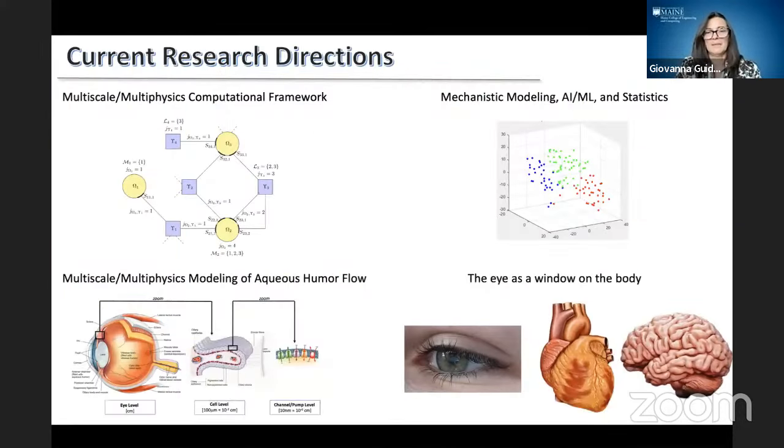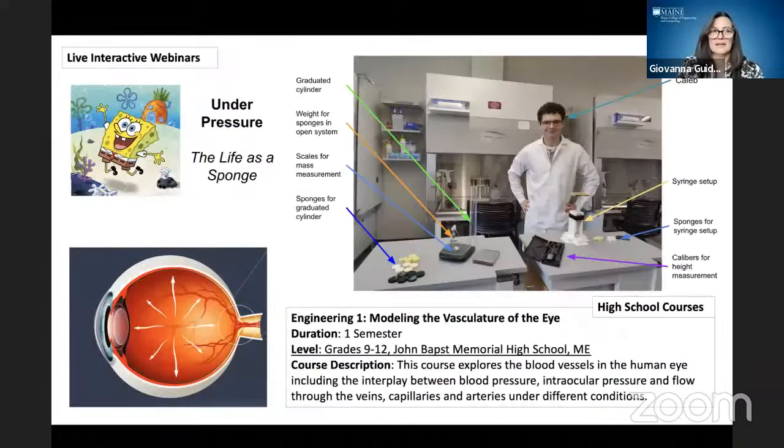In the current directions, we are moving, for example, toward looking at other ways to use the eyes as a window on the heart and on the brain. We are looking at the pharmacological mechanisms that drive intraocular pressure production, as well as, from the theoretical perspective, both scientific computing and the integration of AI and ML to be more effective in analyzing the data.